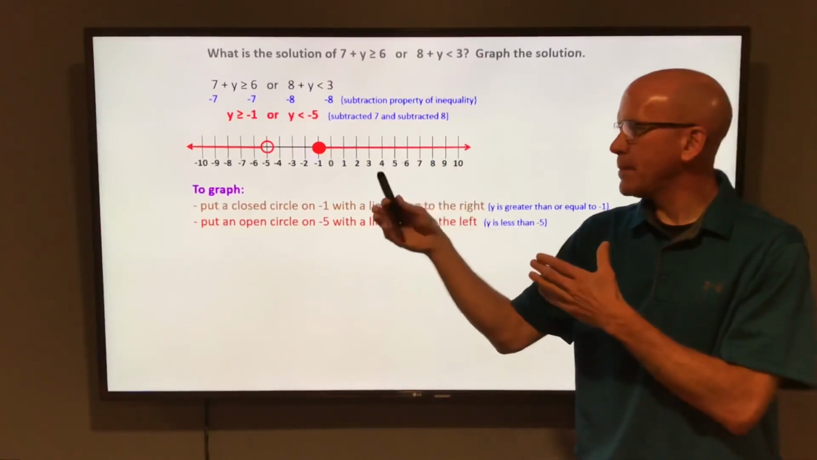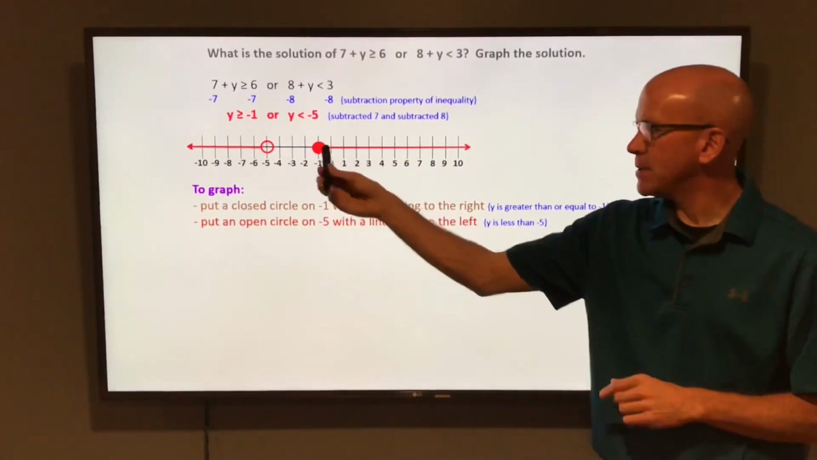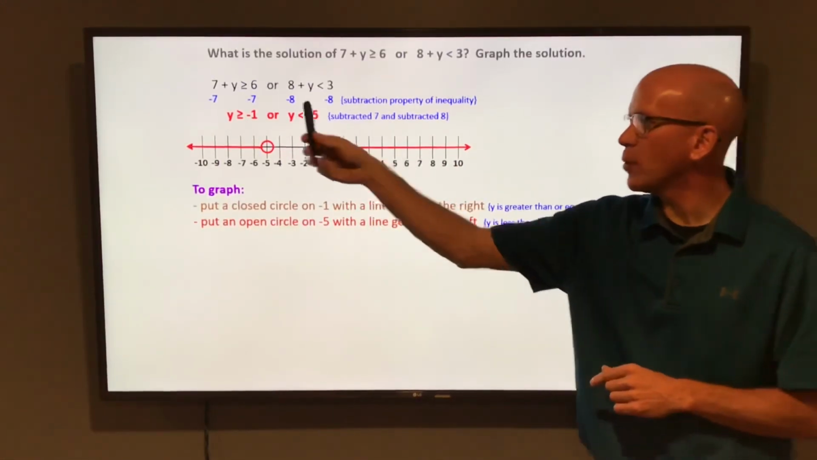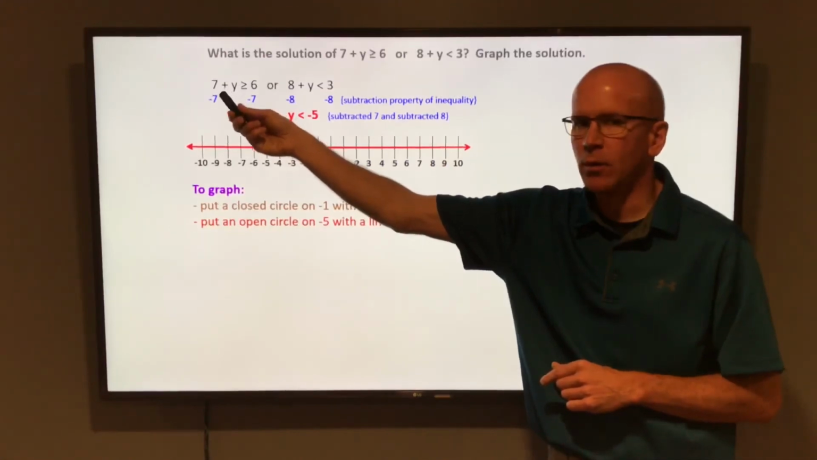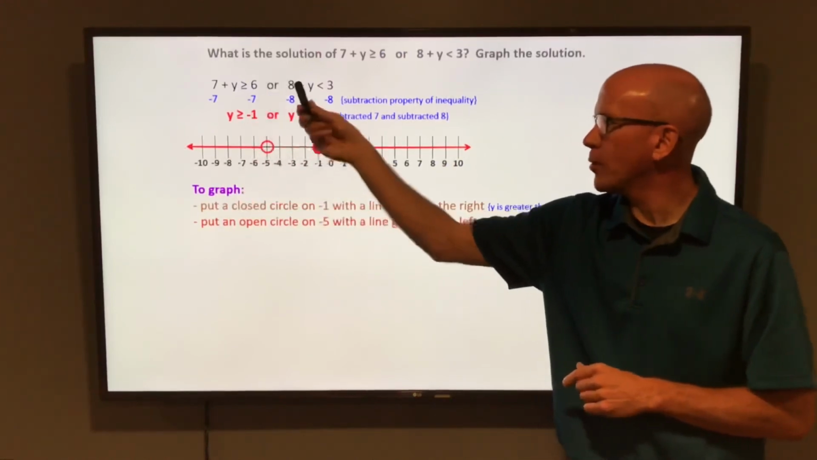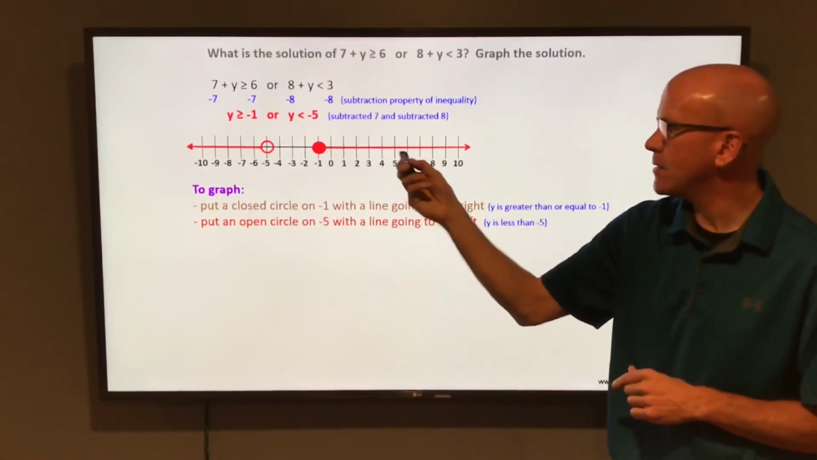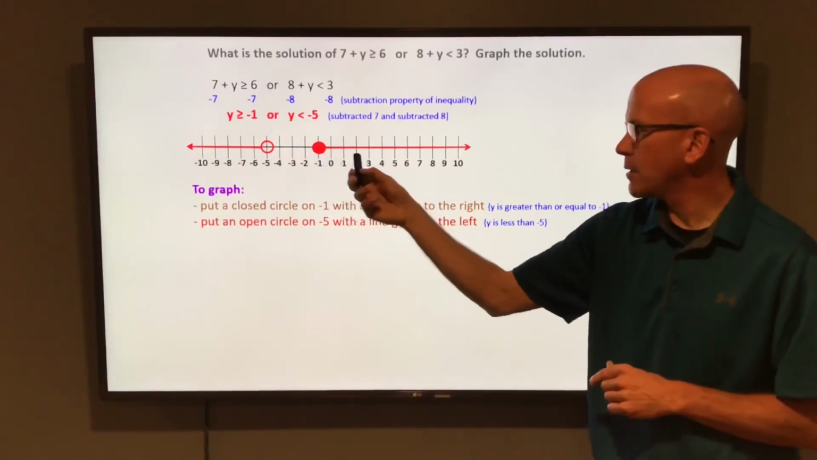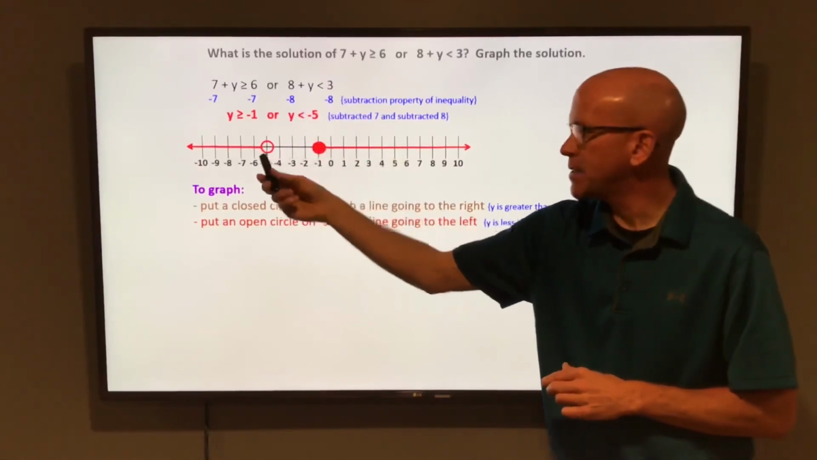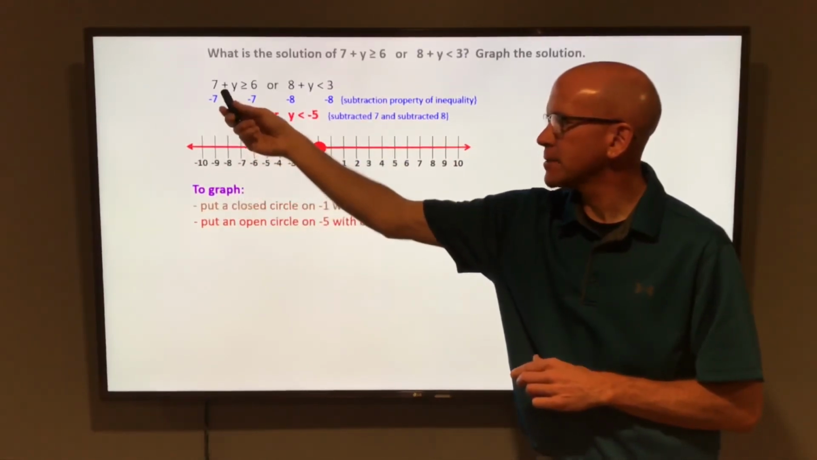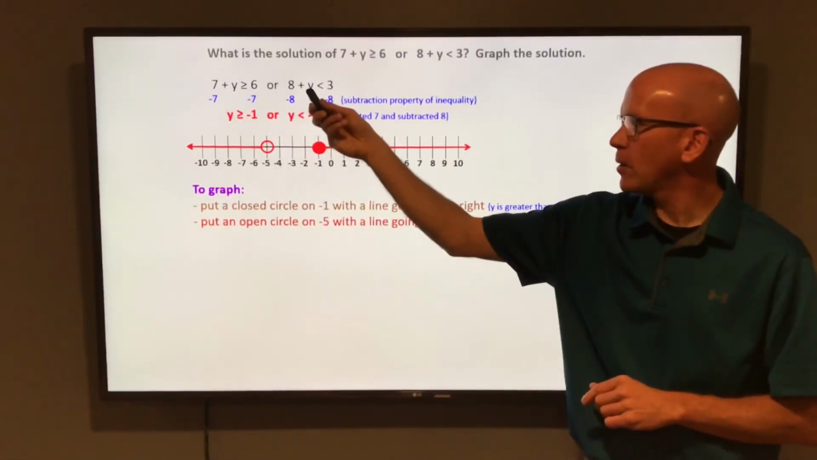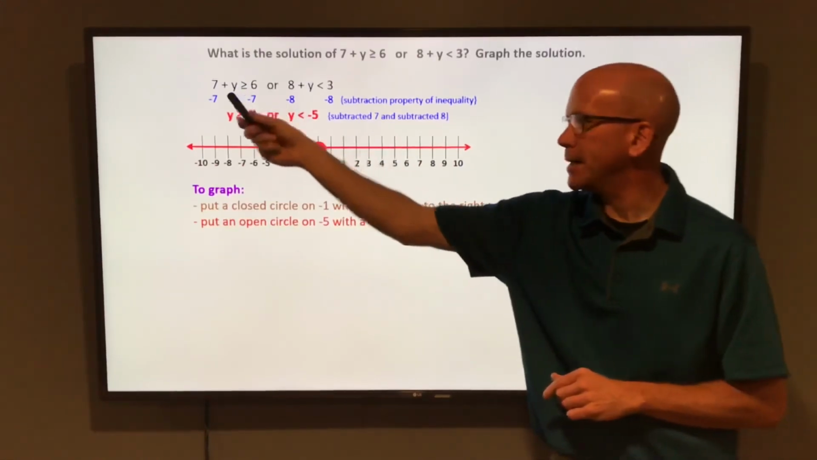So what that means for this compound inequality is these solutions found on this graph where y is greater than or equal to negative 1 only work in this first part of the inequality. The solutions on this graph where y is less than negative 5 only work in this inequality. So if you take these solutions for y is greater than or equal to negative 1 and substitute them into this, it's going to be a false statement. And if you take these solutions and substitute them into this, it'll be a false statement as well. These solutions only work in this inequality, and these solutions only work in this inequality.